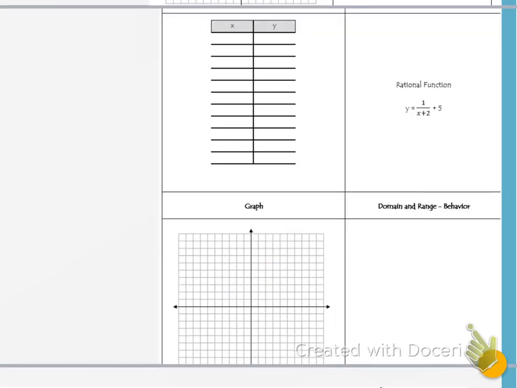Okay, now we're on this one, the rational function. This one's going to have asymptotes. Asymptotes are basically these dashed imaginary lines that are walls that we can get really, really close to, but we're not going to run into it.